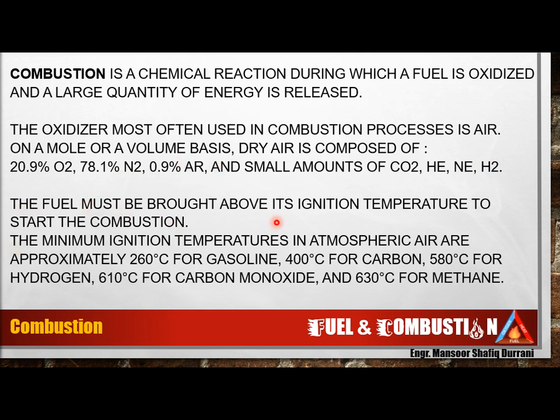The fuel must be brought above its ignition temperature to start combustion. If we want to start combustion, then we need to bring the fuel above its ignition temperature. Ignition temperature is the temperature at which fuel starts burning. So for combustion we need to bring the fuel above the ignition temperature.